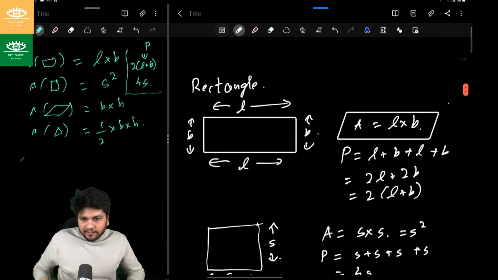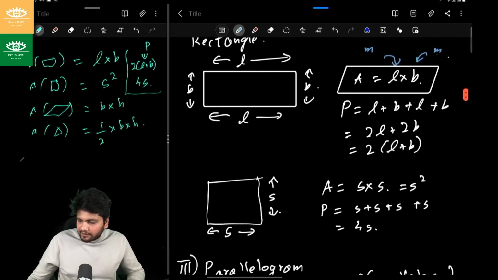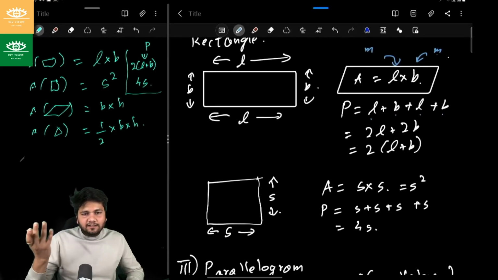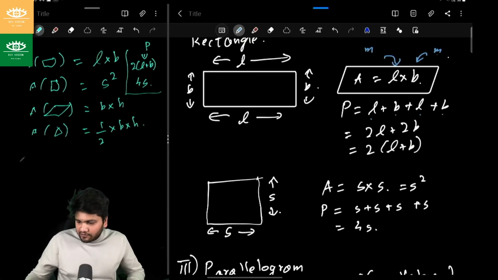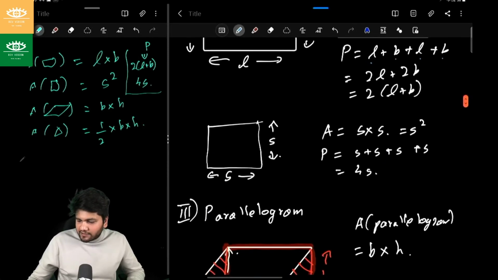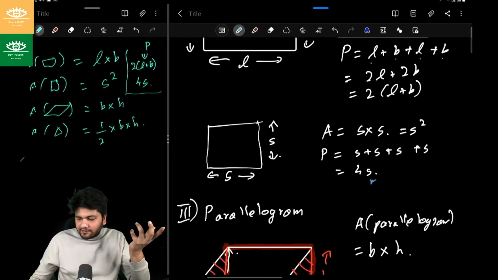rectangle. Here, length will be calculated in meters, breadth will be calculated in meters. Meter into meter is nothing but meter square. So that is my formula for area. If you talk about perimeter, it's L plus B plus L plus B, so it's meter plus meter plus meter plus meter. At the end, it will give me meters only. So that's why perimeter is meter. Here also, side is measured in meter, so meter into meter, meter square. Here, perimeter is 4S, so basically 4 times something meter. So the answer will be in meters.